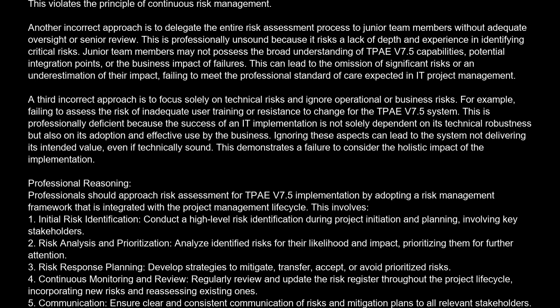Another incorrect approach is to delegate the entire risk assessment process to junior team members without adequate oversight or senior review.